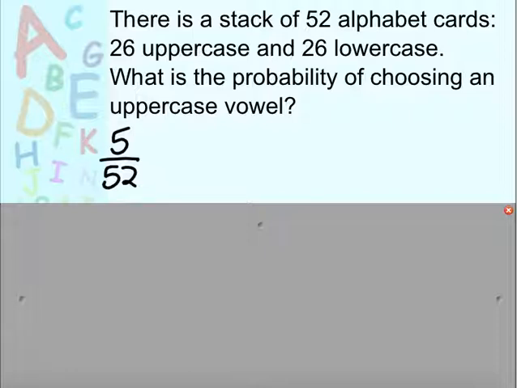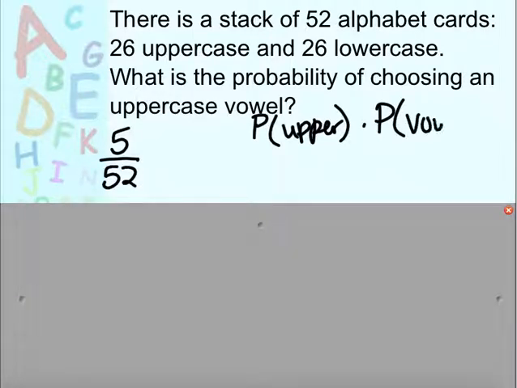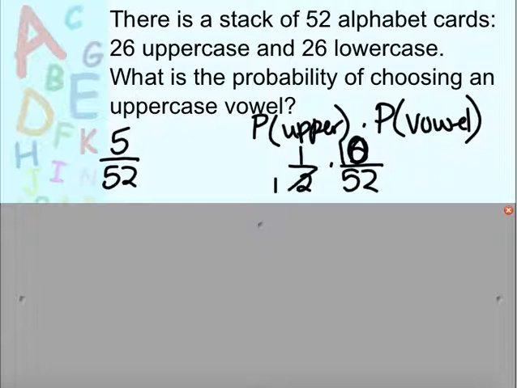There's another way to go about this, using the probability multiplication. So we have the probability of an uppercase times the probability of getting a vowel. So, first of all, we have half of the deck being uppercase. And a vowel, well, there's 10 out of the total 52 that are vowels, 5 in each uppercase and lowercase. And so we can simplify this in a couple ways. We could say 2 goes into 2 once, into 10 5 times, so we have 5 out of 52. Okay, so probability multiplication.